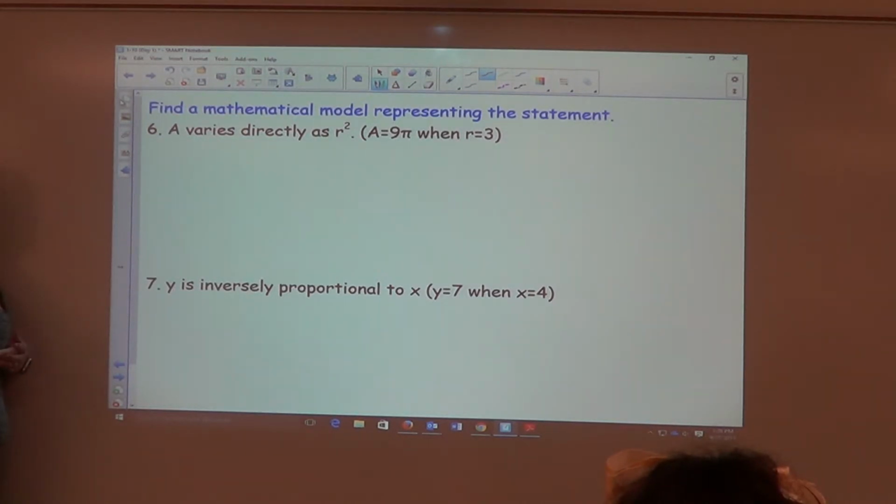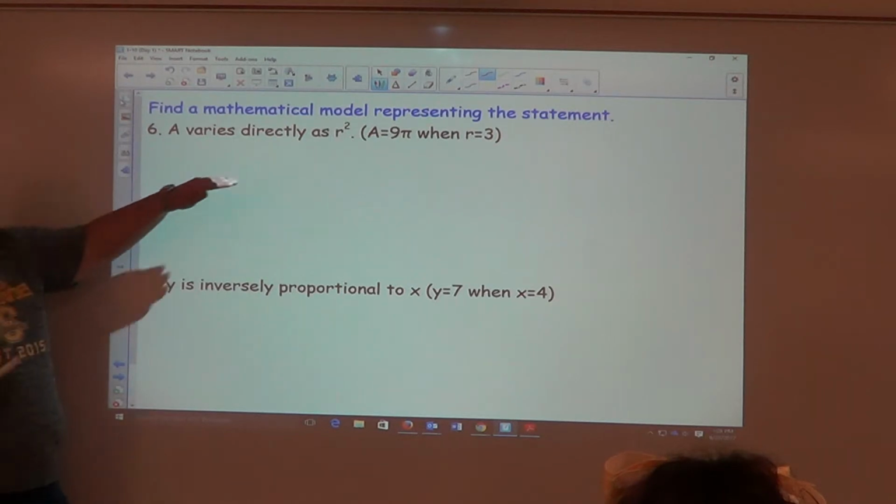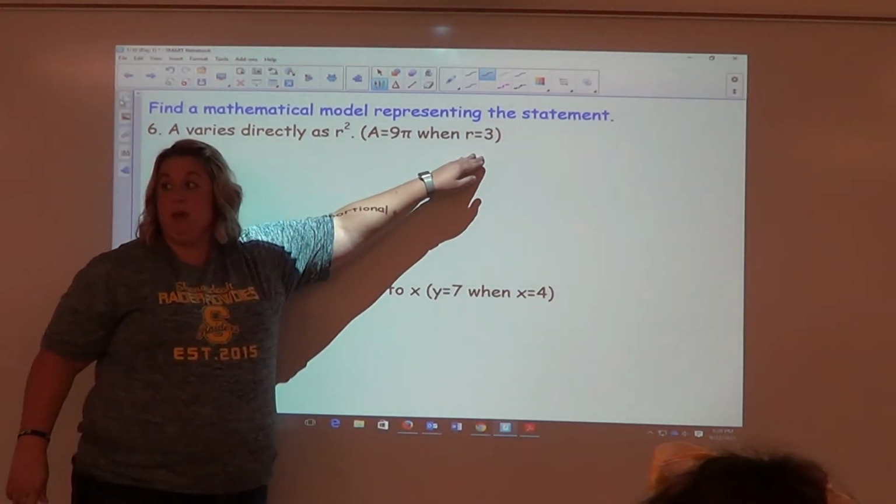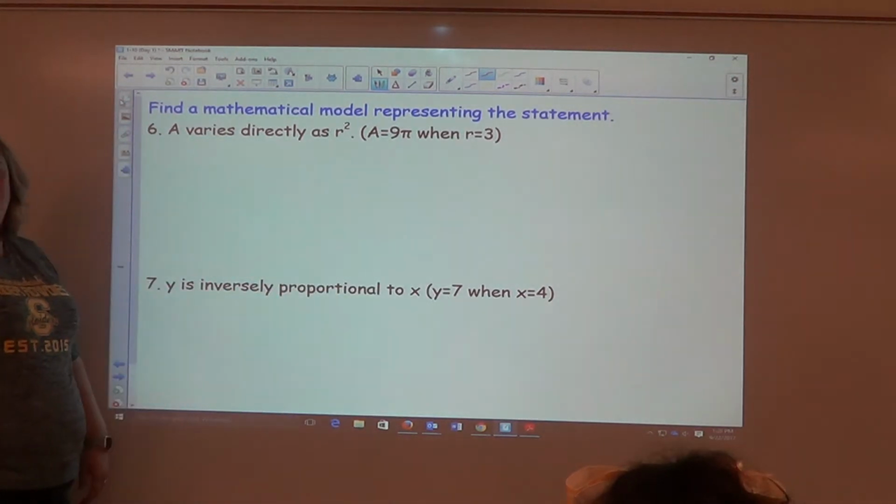Okay, what does it mean again to have a mathematical model? You're gonna have an equation. Okay, so this part is different because now it's gonna give us things to plug in. When it gives you things to plug in, which is gonna be at the end, that means we're actually gonna be able to find K.